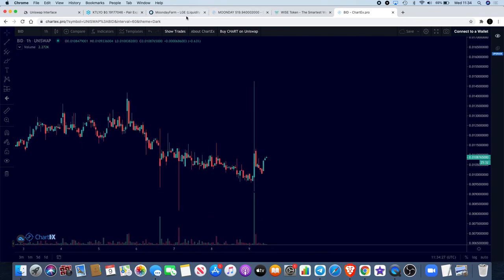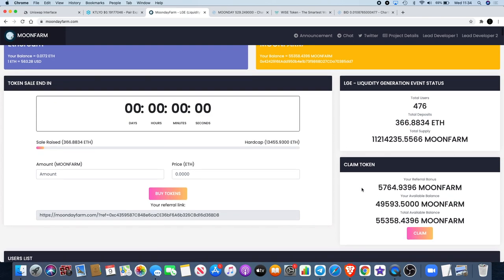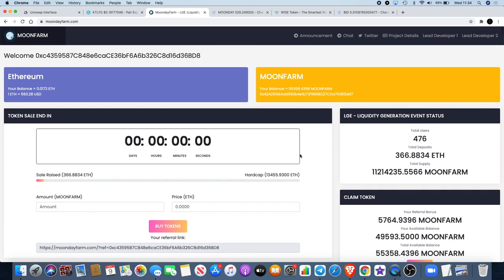Alright guys, wanted to quickly talk to you about the Moonfarm pre-sale, which is now finished. The pre-sale is over. They raised 366 ETH, so close to $200,000, if it's not $200,000 altogether, but that is for the liquidity generation event.